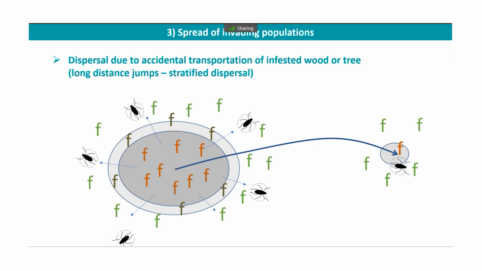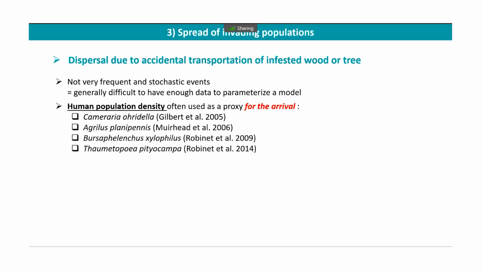So far I presented models to describe the dispersal capability of the insect itself. But now I'm going to talk about accidental transportation of wood or trees. In fact, long distance jumps, what we call stratified dispersal. This type of dispersal is not very frequent, and these are stochastic events. So generally, it's quite difficult to have enough data to parameterize a model. And most often, human population density is used as a proxy to determine the arrival of a pioneer colony.